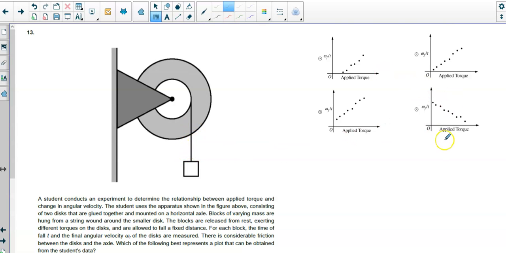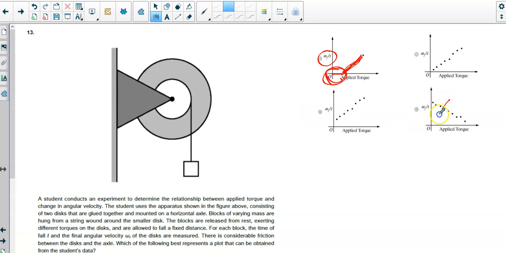So one of these graphs shows a situation where the input doesn't create an output for a while. And that's going to be this one. Because for a while you can put a torque on it and it ain't doing anything. And then at some point it will start, and I would expect the angular speed to go up. So yes, I would go with this as my best answer, mostly because of that feature right there.